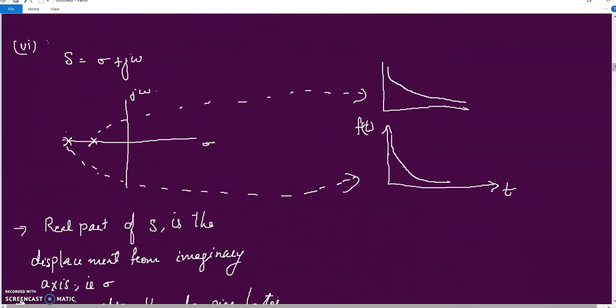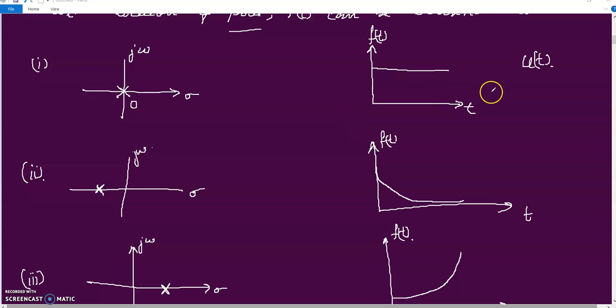So you have to learn by heart these 6 properties of the s domain, the relation between the s domain and its response. Now we will compare it with the Laplace transform we have studied. This is the function u of t. What is the Laplace transform of u of t? It's 1 by s. Here we can see that the pole is at the origin, s is equal to 0. This is the pole and there are no zeros.